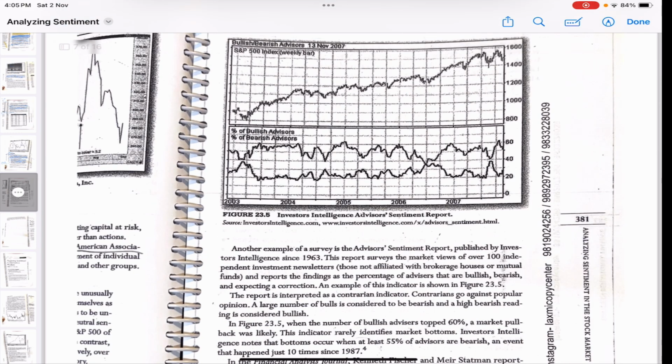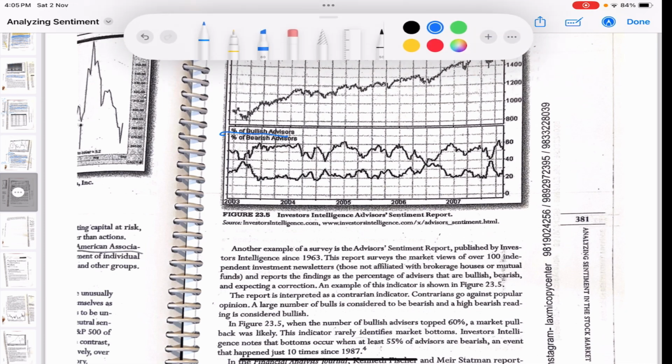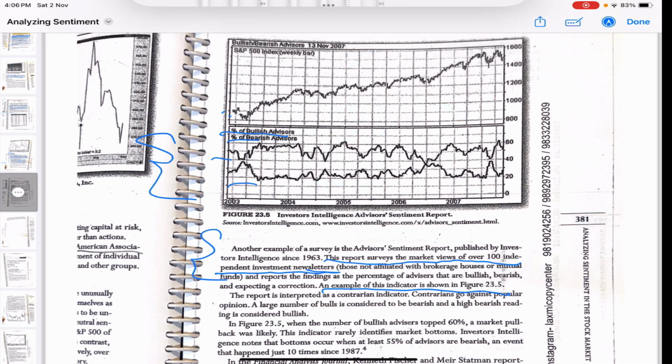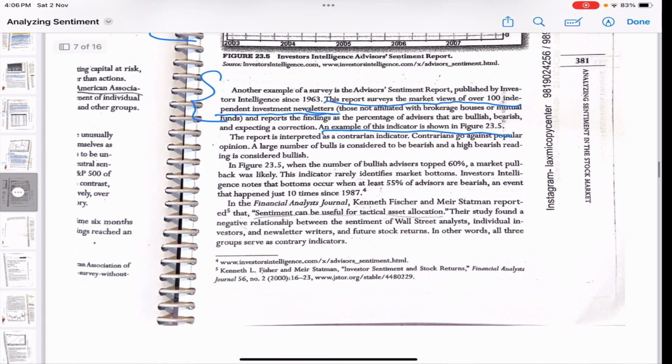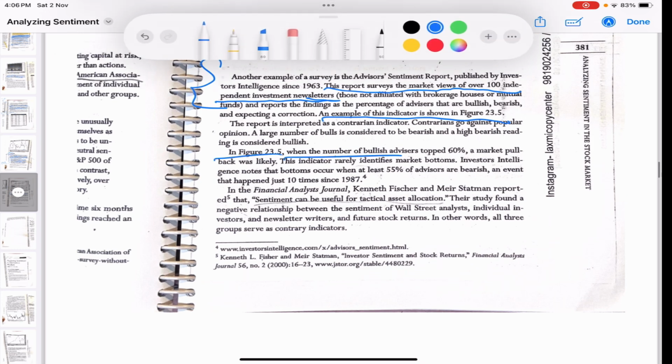Okay, so let's see this. This is the percentage of bullish advisors, percentage of bearish advisors, bullish, bearish, and this is the price. This report surveys the market views of over 100 independent investment newsletters. You can see this indicator, bullish advisors and bearish advisors, and how that basically affects the price chart. In figure 23.5, when the number of bullish advisors topped 60%, a market pullback was likely. This indicator rarely identifies market bottoms. Investors Intelligence notes that bottoms occur when at least 55% of advisors are bearish.